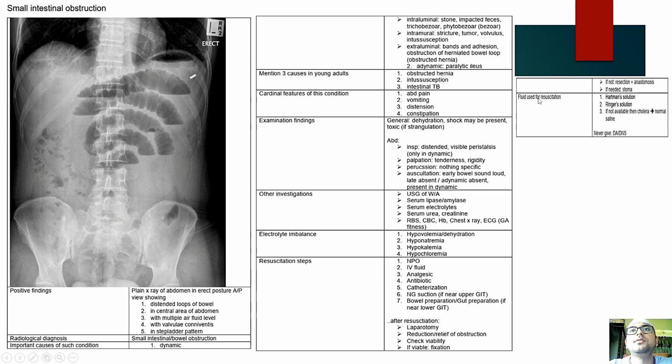Another thing is fluid. What kind of fluid will we use? Hartmann solution is the main fluid because it is an electrolyte-rich fluid, and if it is not available, then cholera solution. Never give DA or DNS. Why? Because DA causes dilutional hyponatremia, and DNS may cause hyponatremia along with metabolic acidosis. Okay.